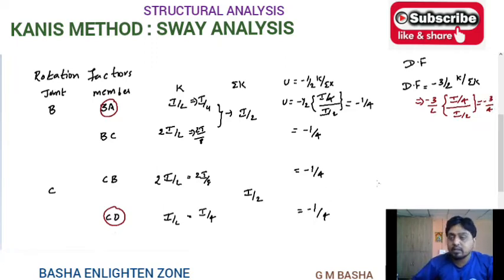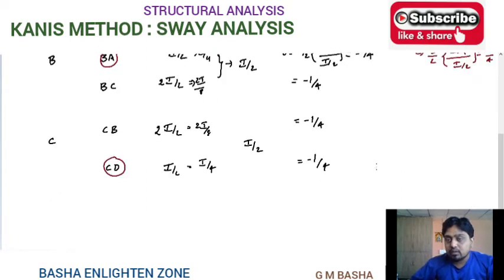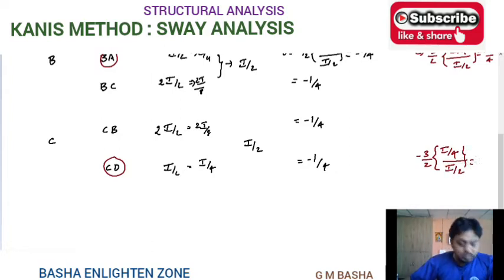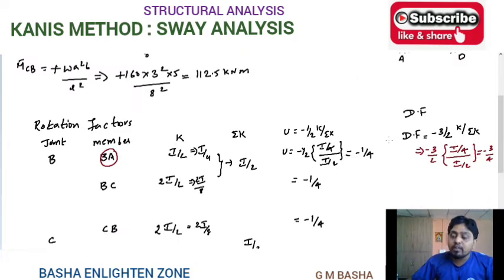Similarly, you can find displacement factor for CD. That one will be equal to minus 3 by 2, your k value will be equal to I by 4 and sigma k value will be equal to I by 2. Finally, you will get the displacement factor for CD also equal to minus 3 by 4. Like that, you have to add an extra column for displacement factors compared to the non-sway analysis. So just you have to add displacement factors.